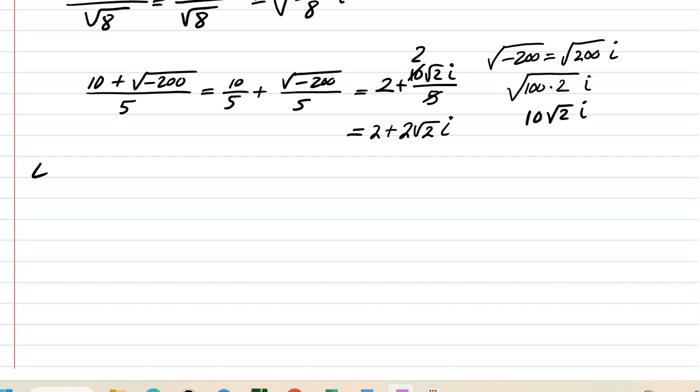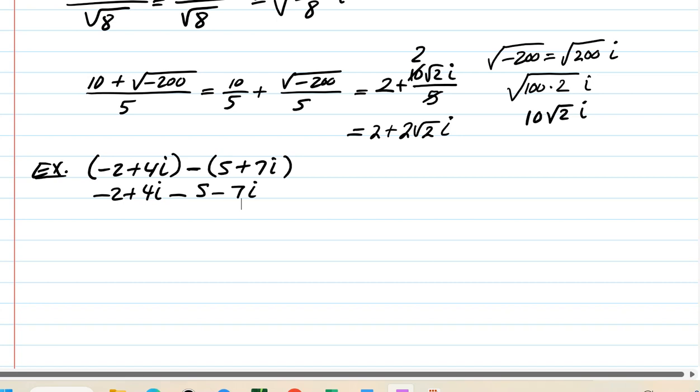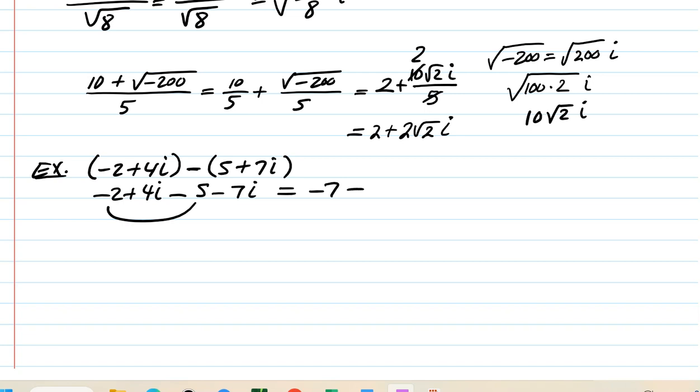Okay, now let me make an example of a difference. So let's say now I want negative 2 plus 4i minus negative 5 plus 7i, something simple. Now to do subtraction again, we're going to remove parentheses. We're going to distribute the sign, so negative 5 becomes positive 5 and plus 7i becomes minus 7i. Then the next step, we're going to combine like terms, real parts and imaginary parts. There, 4 minus 7 is negative 3, so the answer is negative 7 minus 3i.